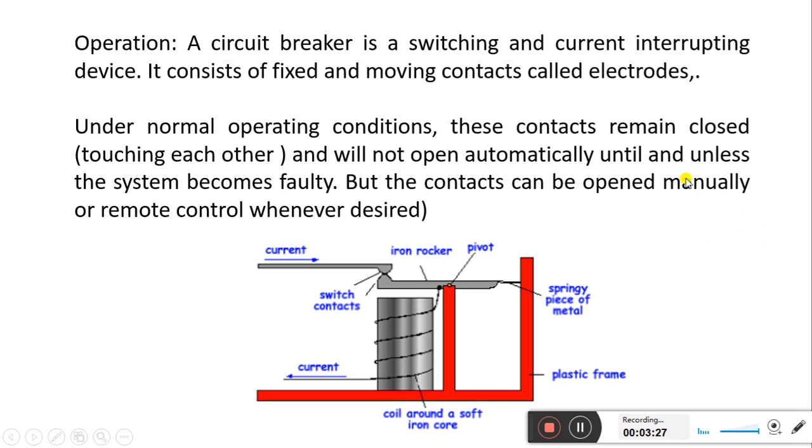So basically we are talking about the relay. This is the relay which is mounted inside the circuit breaker, and this is a coil. Just see the direction shown here, that is the current flowing through the coil, and this is a plastic frame. This is a pivot over which this contact is mounted, and there is one more contact here. Of these two contacts, the upper one is the fixed contact and the lower one is the moving contact.